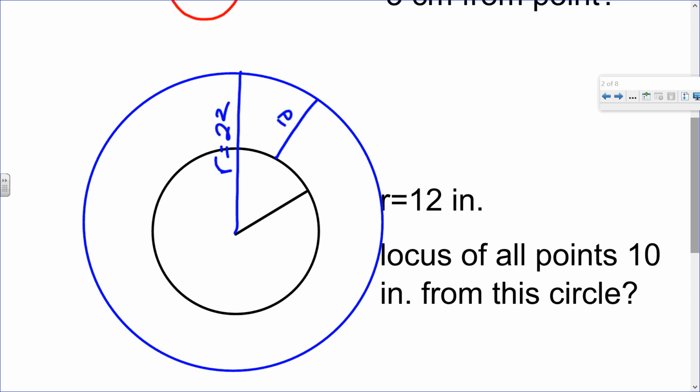Is there any place else I could go and be 10 inches away? Sophie? I could go inside as well and have a little circle in here. Didn't draw that very well, but you get the idea. With a radius of 2. So I could have a little circle, the green one, inside of the big circle. I could have 2 concentric circles. And I did that with a locus definition.